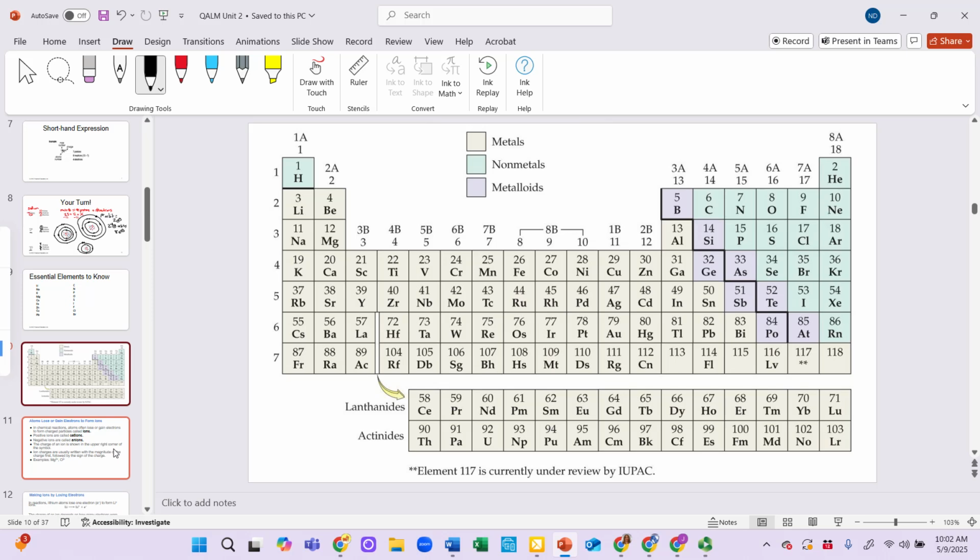Metals are listed in that tan color, so you can see those are all drawn out here. Then we have metalloids, and metalloids are a combination of some characteristics of metals and some characteristics of nonmetals. And then we have the nonmetals, and a lot of our nonmetals are going to be gases in their natural form, but some are also solid. Our nonmetals are not going to conduct electricity, typically.